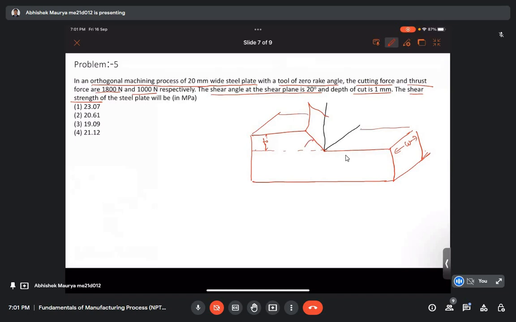And here, this is the shear plane, and the angle between the horizontal line and this shear plane, mostly denoted by phi, is given as 20 degrees. And what has been asked? It has been asked, shear strength. If you have gone through the lecture, we are using the symbol small Fs for shear strength.